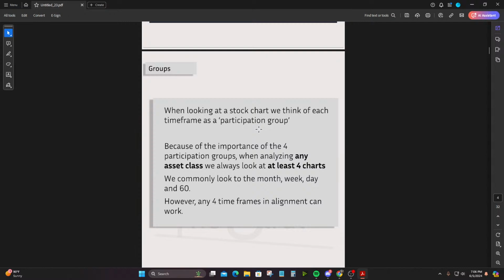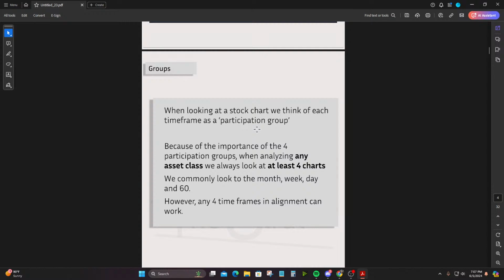Participation groups, what do we mean? When we are looking at a stock chart, we think of each time frame as a participation group. Because of the importance of the 4 participation groups, when analyzing any asset class, we always look at least 4 charts. The most common ones that we look at for full time frame continuity are the month, the week, the day, and the 60. However, any 4 time frames in alignment can work for full time frame continuity.